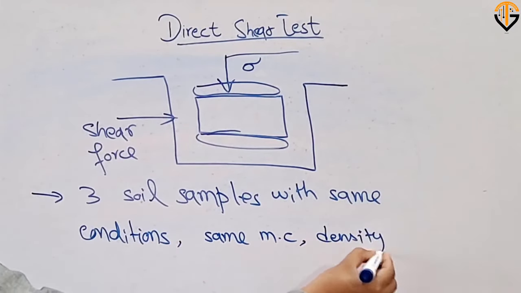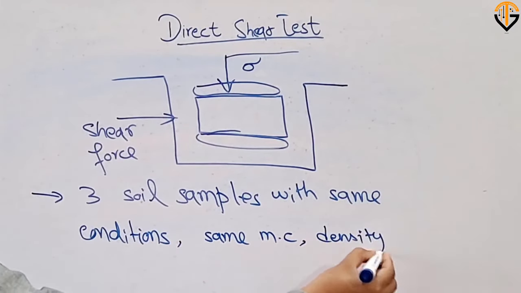I have explained this terminology in my previous video on the triaxial test. You can watch that video if you want to understand in a more comprehensive way what is meant by the 20% strain. So these are the three criteria through which you can terminate your direct shear test. Now let's discuss some of the limitations of the direct shear test.